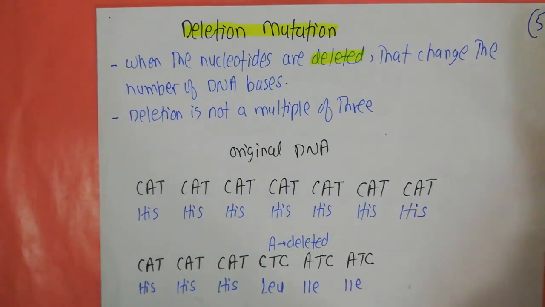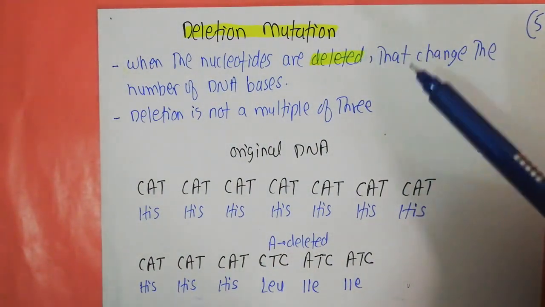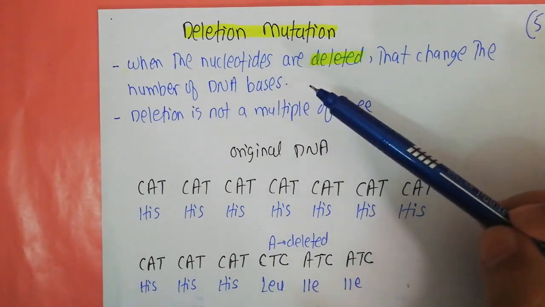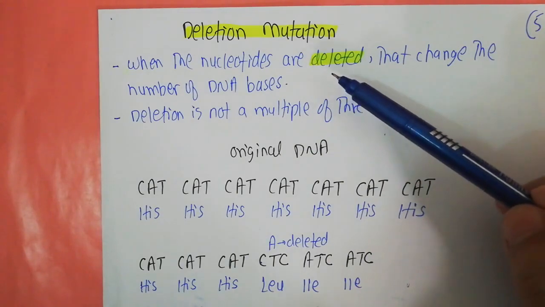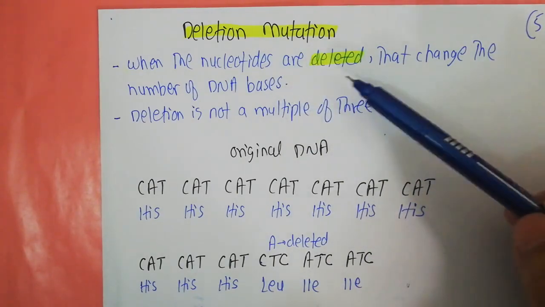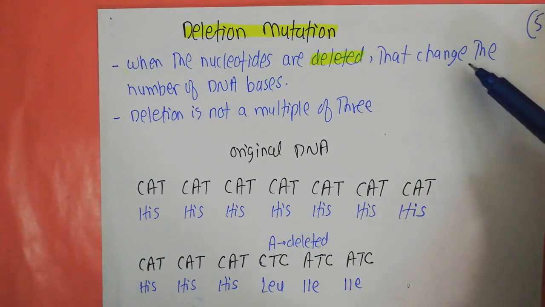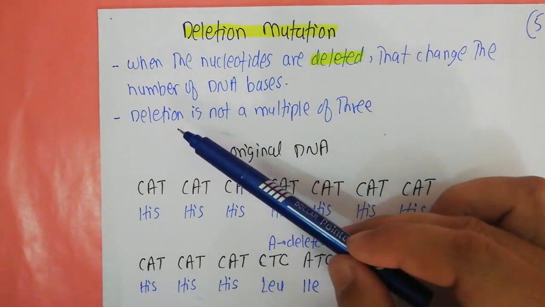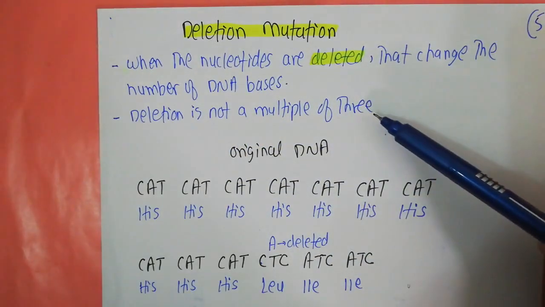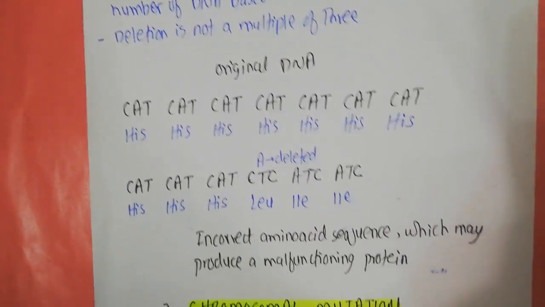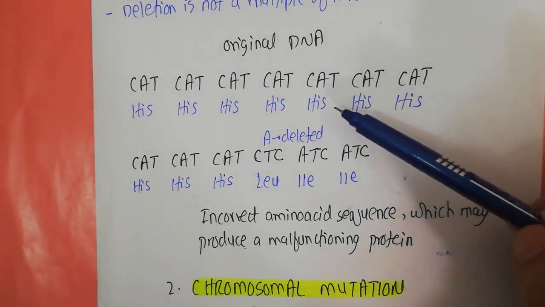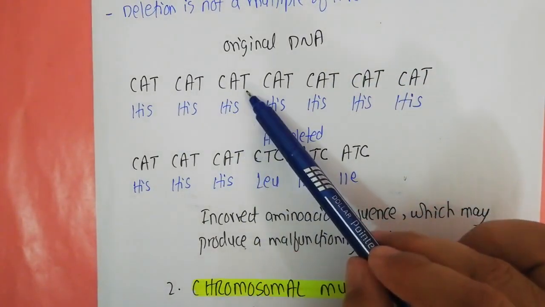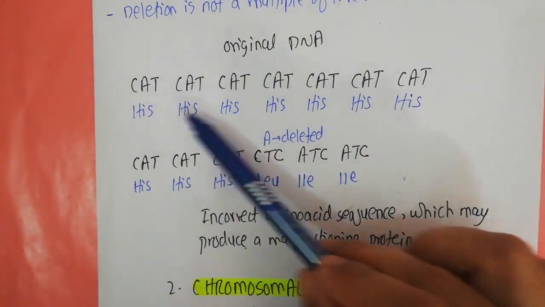Another type of frameshift mutation is called the deletion mutation. In the insertion mutation, we were inserting the nucleotide sequences. Now in the deletion mutation, when the nucleotides are deleted, they are going to change the number of the DNA base pairs. And just like the insertion mutation, a deletion mutation is also not a multiple of 3 nucleotides. For example, we will be taking the same example. You are having the original DNA, CAT, CAT, CAT, you are having 7 histidine over here.